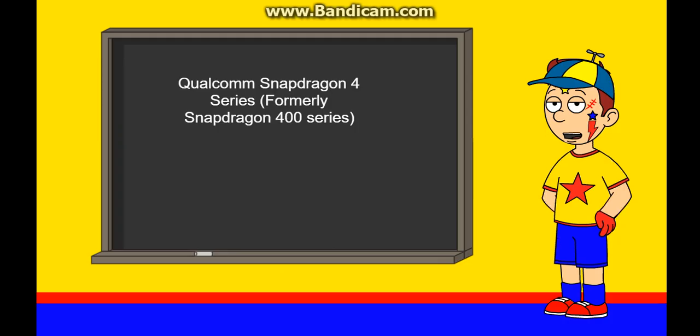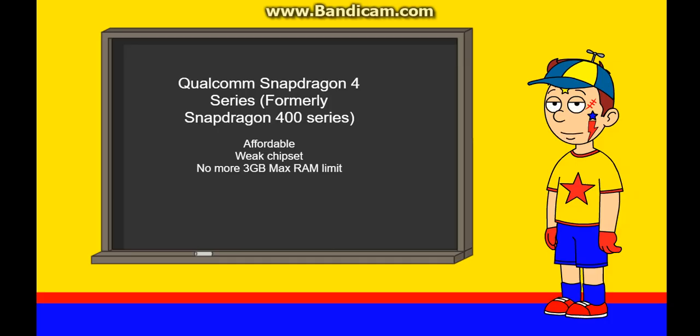Now let's move to the Snapdragon 4 series. So while the Snapdragon 2 series is for entry-level devices and non-heavy users, the Snapdragon 4 series is also meant to be affordable, but it's priced a little higher than the 2. Once again, just like the Snapdragon 2, the Snapdragon 4 is meant to be affordable, but with the same weak processor. Oftentimes the Snapdragon 4 series were slower than the 6 or 8 series. However, the Snapdragon 4 series broke the 3 GB maximum RAM limit, which means it could have RAM that is higher than 3 GB.